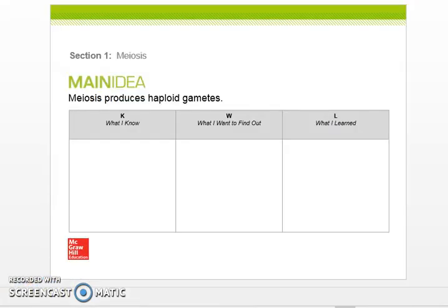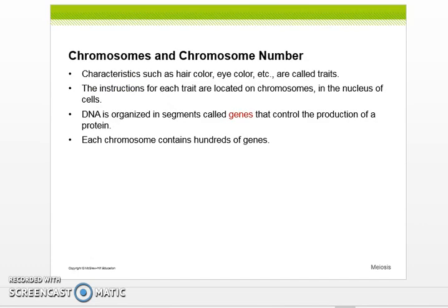So meiosis produces haploid gametes. Well, what does all that mean? So it's all about chromosomes and the chromosome number. Characteristics such as hair color, eye color, all those types of things, the size hands you have, these are all called traits. The instructions for each trait are located on chromosomes in the nucleus of the cell. Remember your cell city. DNA, deoxyribonucleic acid, organized in segments called genes that control the production of a protein. Each chromosome contains hundreds of genes, and I would like to remind you at this point, you will want to use your colors. Yes, you have to color.